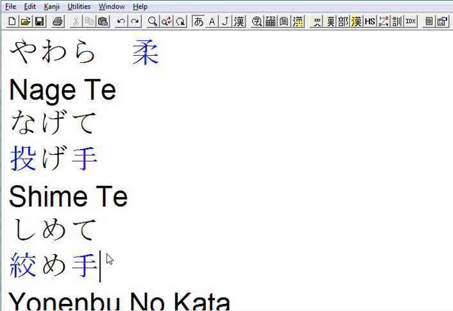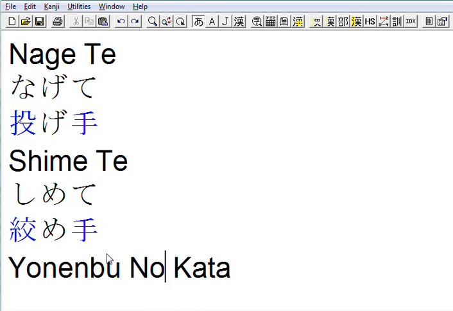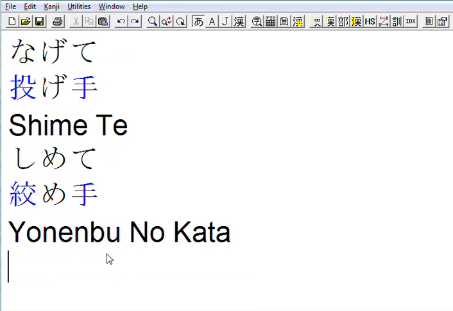Okay, and actually on our board, our shime board, there's strangling techniques, but there are also other kinds of constricting techniques, constriction of the arm and leg and other parts of the body. So shimete. All right. And then finally, we're going to look at the yonenbu no kata. Well, what's that all about?